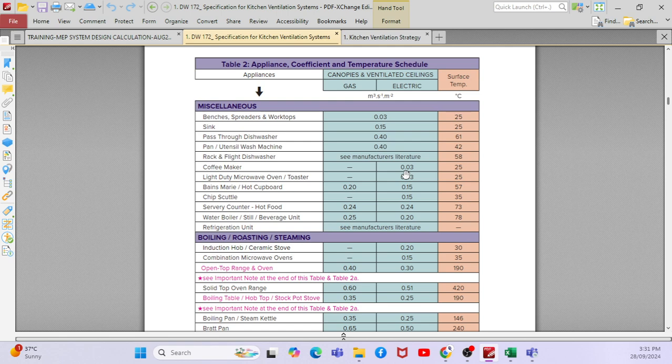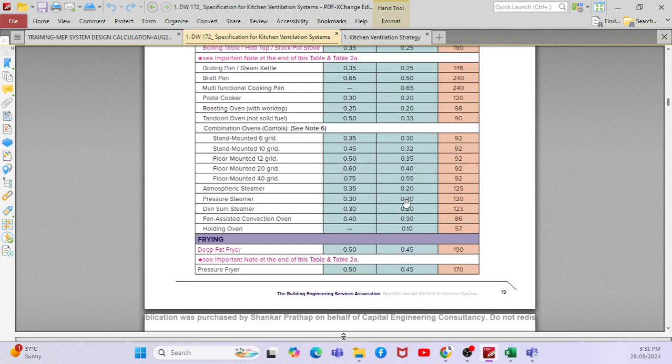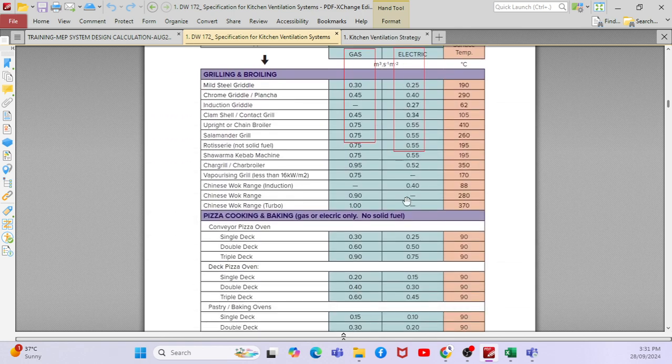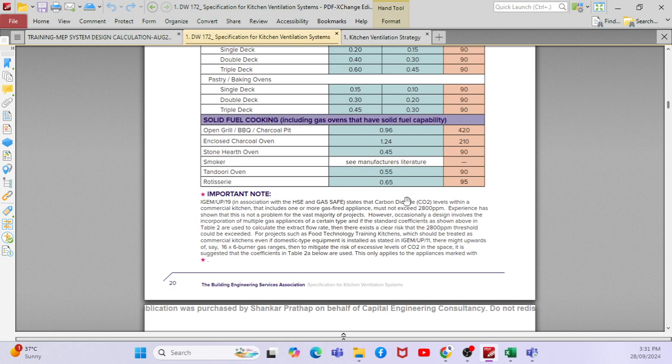Clear, right? That is why this is one of the values they have given, like the coefficient and temperature schedule. What is the expected temperature on top of that particular appliance, and what are the coefficient factors if it is gas or if it is electric? So they have provided the table here for all the appliances.